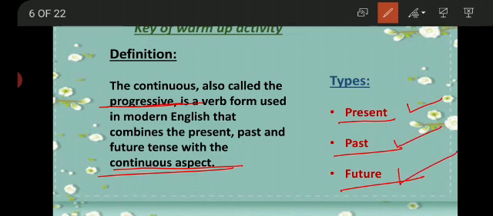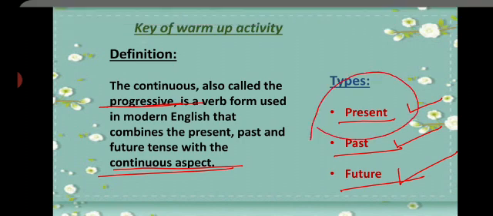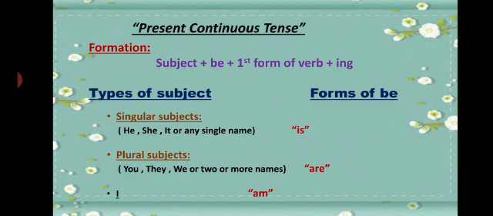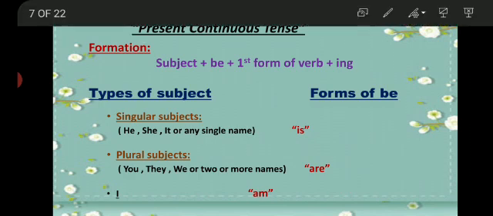And, students, our today's topic is present continuous tense. Okay, now let's start it. Present continuous tense. What is the formation? The formation of the sentence is subject, be, plus verb form with ing. Okay? Now, what are the forms of be?